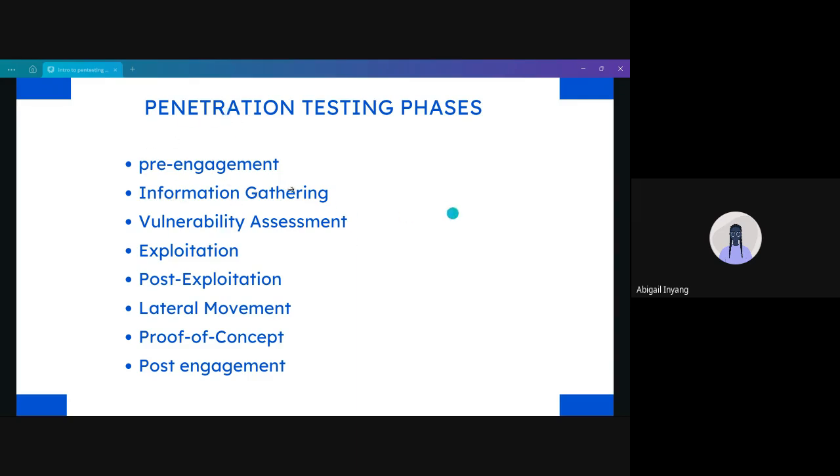So after information gathering, after you've gathered enough information about the company, one thing to note is that the amount of information you've been able to gather determines how far you can go with your pen test. That's why you have to take this phase seriously. Gather as much information as possible about the company you're testing.